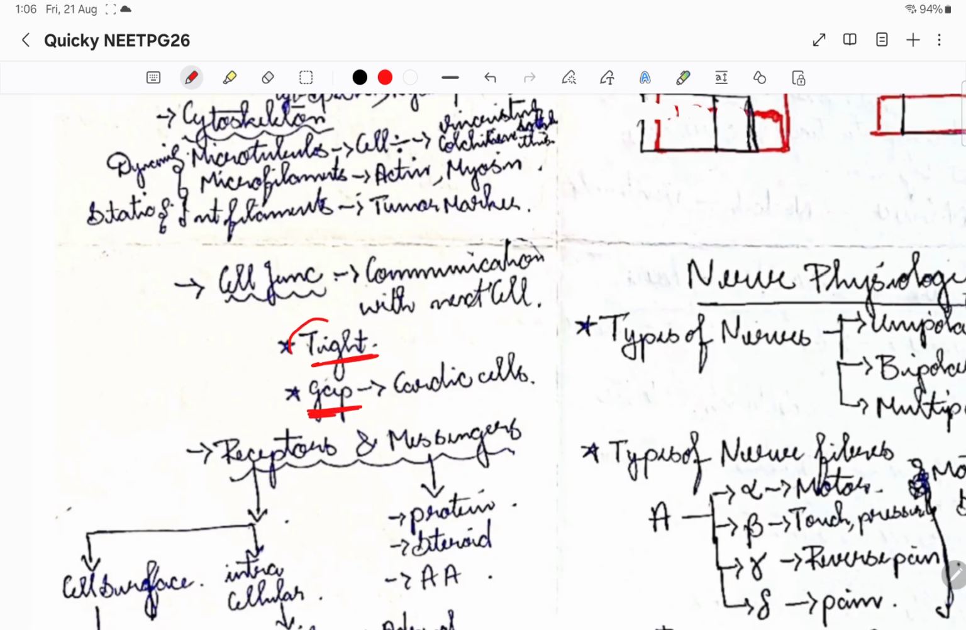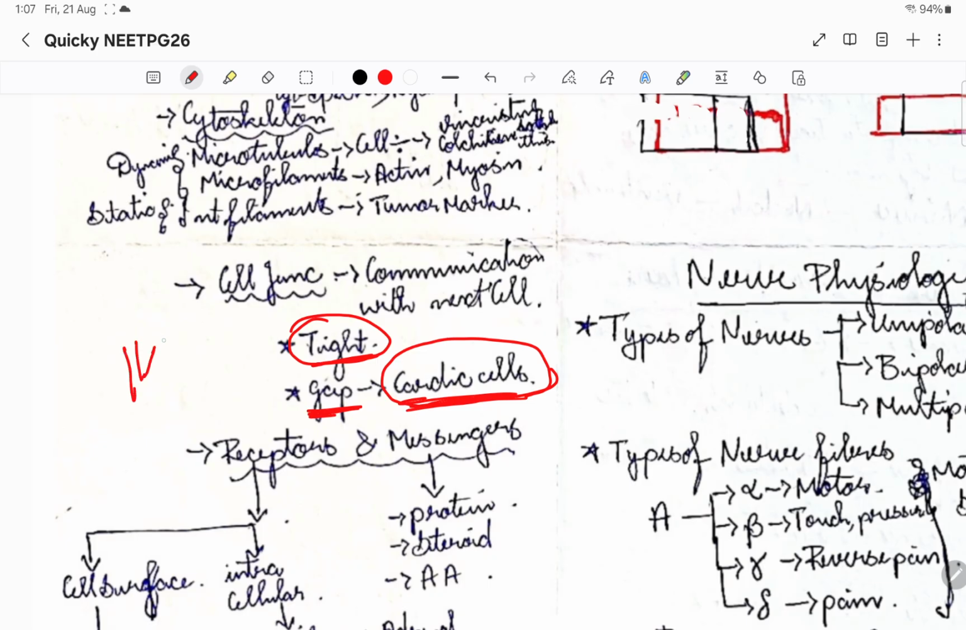So usually most of the cells will have tight junctions, where there is no direct communication between the cells. There is eccrine or merocrine, apocrine, autocrine, these kinds of cell communication, whereas direct communication can be seen only in cardiac cells. This is very important. Please note that in cardiac cells, you know that, right?